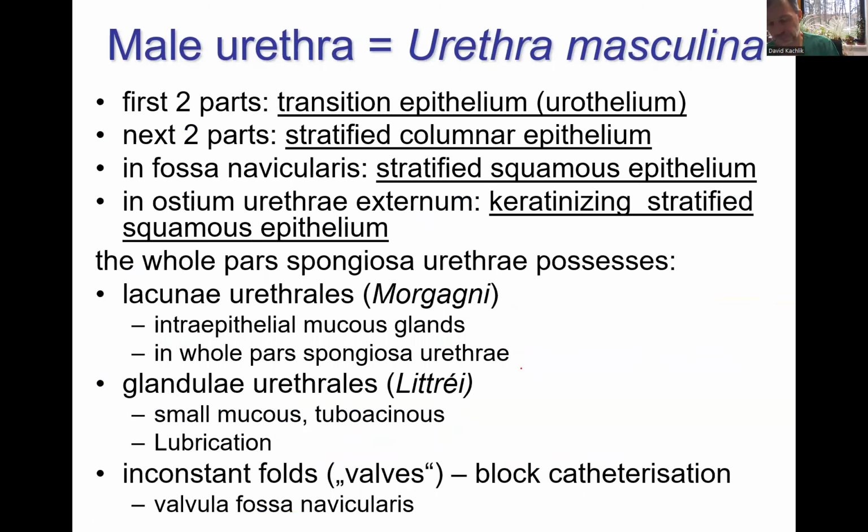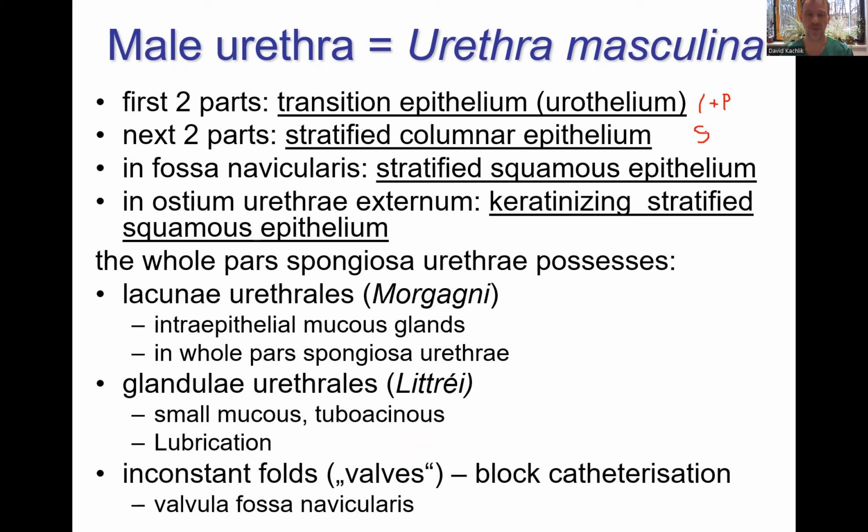So concerning epithelium inside, it's a bit complicated. The intramural and prostate part contain transitional epithelium, the same epithelium as in the excretory urinary system: calyces, renal pelvis, ureter, urinary bladder. And then when we come to the ampulla and spongy part, it contains stratified columnar epithelium. And the stratified columnar epithelium then continues to the very end, to the ectodermal bud.